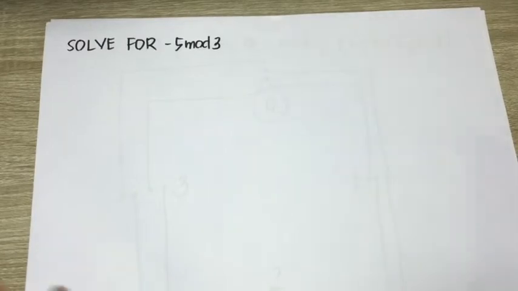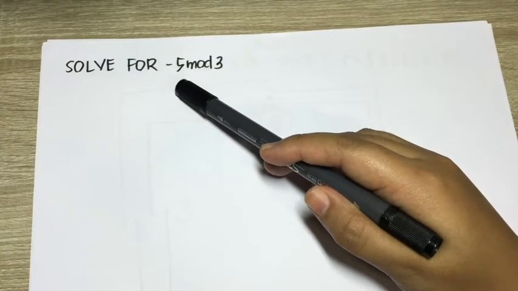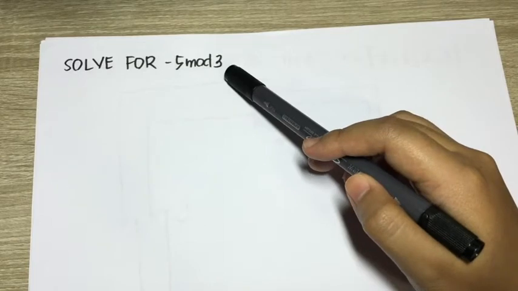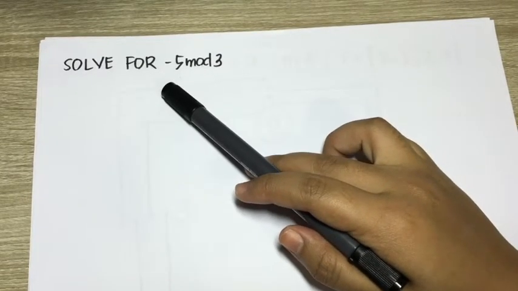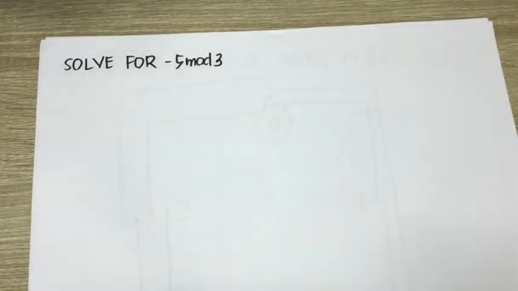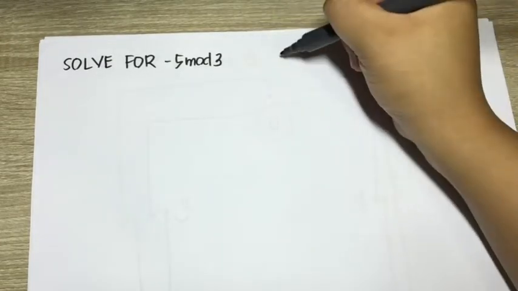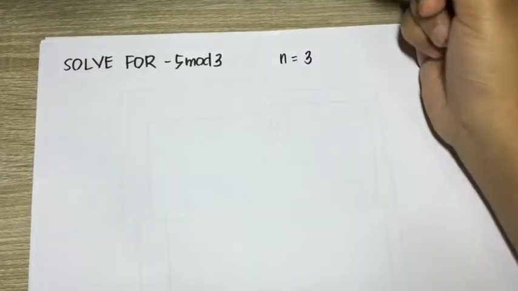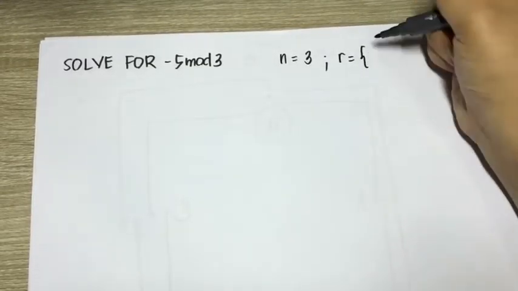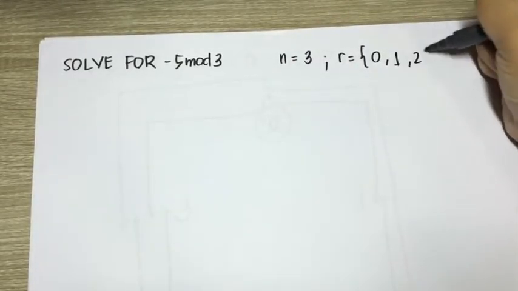So let's try to answer another problem. In this case, we are asked to solve for the remainder if we are to divide negative 5 by 3. Again, we are asked to determine the remainder if we are going to divide negative 5 by 3. So the first thing that we have to do is to construct a clock given the size of our n. In this case, our n is equivalent to 3, so our divisor is 3. Therefore, the possible values for our remainder will be from 0 up to n minus 1, so it will be from 0, 1, up to 2.